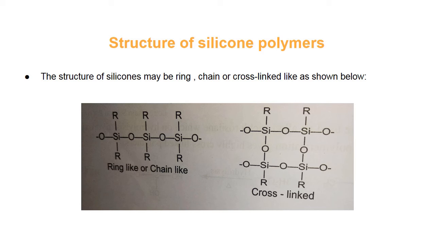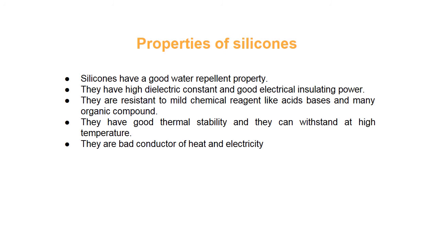Structure of silicone polymers. The structure of silicones may be ring, chain or cross-linked as shown below. Next, properties of silicones. Silicones have a good water repellent property. They have a high dielectric constant and good electrical insulating power. They are resistant to mild chemical reagents like acids, bases and many organic compounds. They have thermostability and can withstand high temperature. They are bad conductors of heat and electricity.